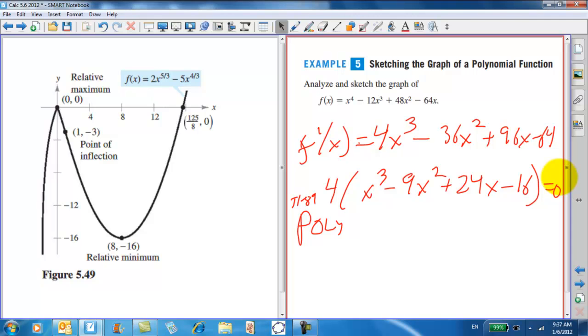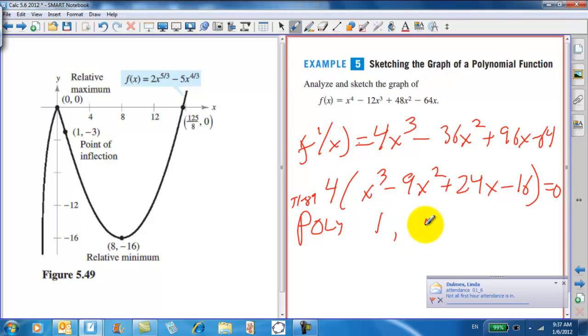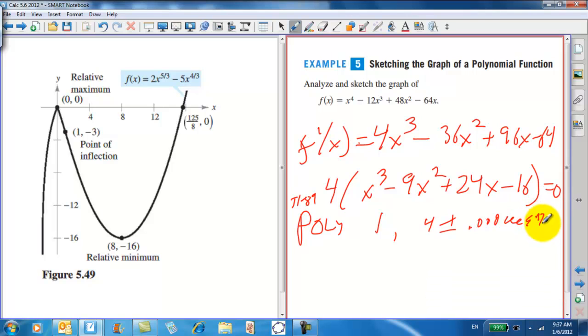Now, Poly did something strange here. It gave me x equals 1. And then you've got to watch out because it gave me these other roots that look like 4 plus or minus 0.00009134i. Well, you've got to know that that's probably a round off error. And let's just verify that, because I'm thinking I'm getting 4 as a double root. And sometimes Poly will do that with double roots.